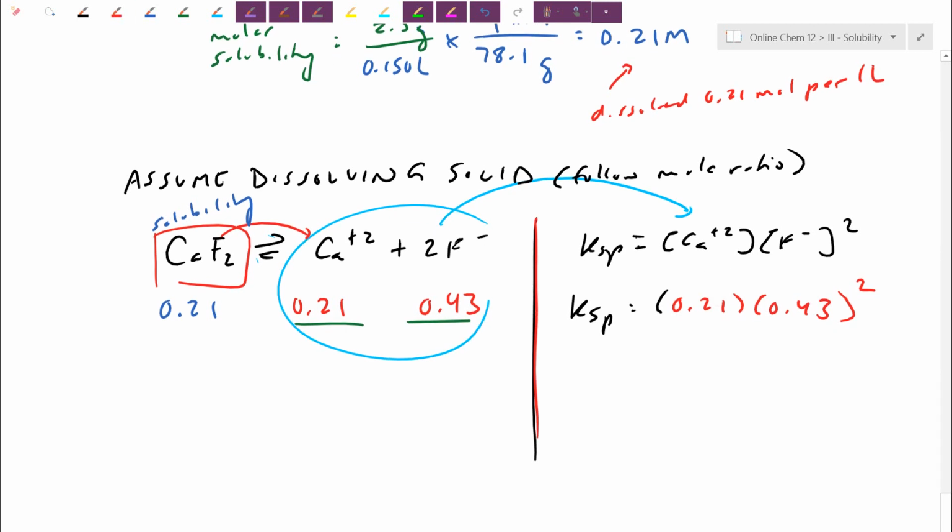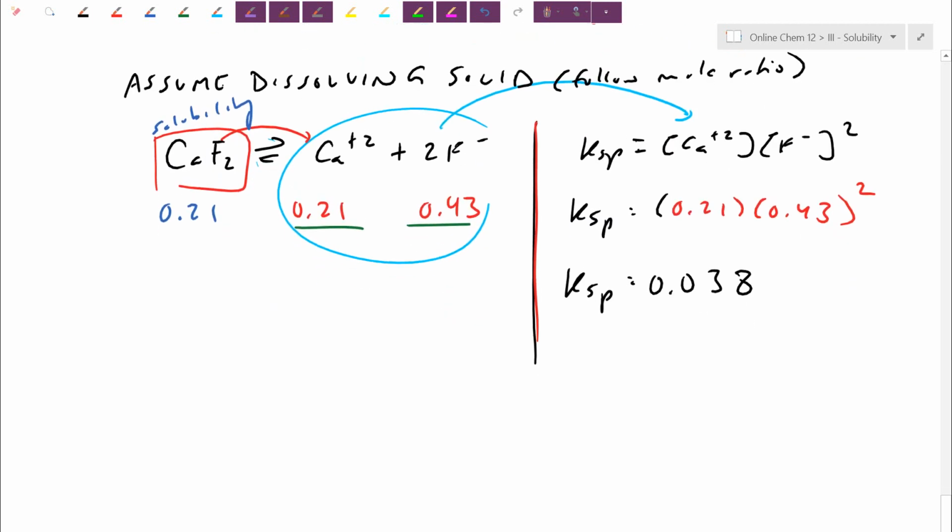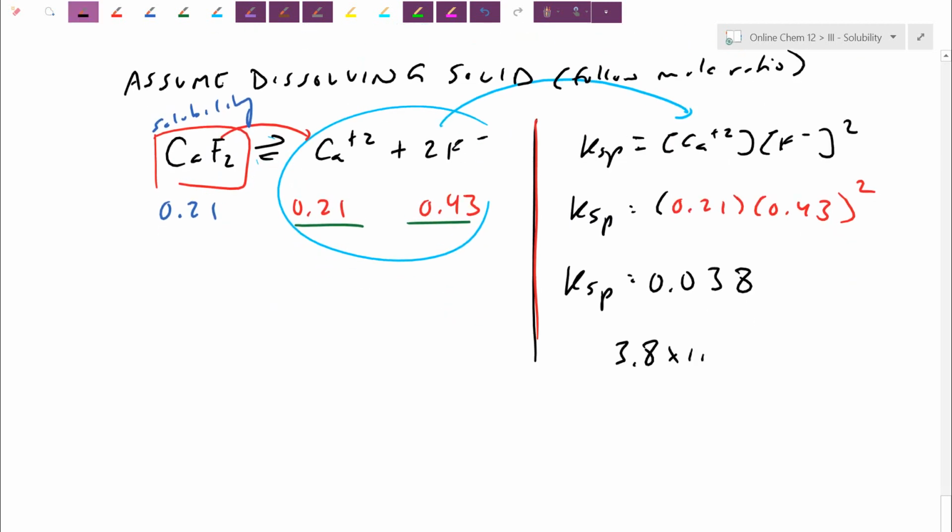So you just punch through the math here. I have the whole number here, 0.43 squared, times 0.21. Again, give or take a little bit of rounding. I now found I'm at a temperature where the KSP is, my calculator just gives me 0.038 like that. On your KSP table, it's probably written 3.8 times 10 to the negative 2. In general, this number here is very tiny, right? So overall, we can say it's low soluble. But as compared to some of those other KSPs that we had, 10 to the negative 9, 10 to the negative 37, something like that, this one is relatively more soluble than the other ones here.